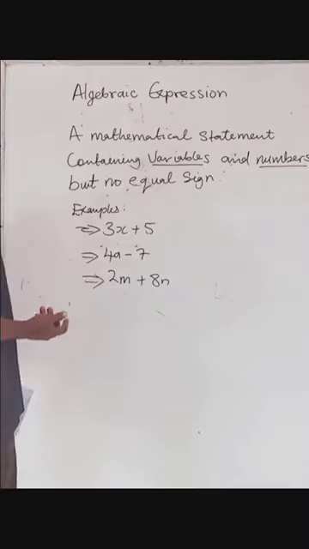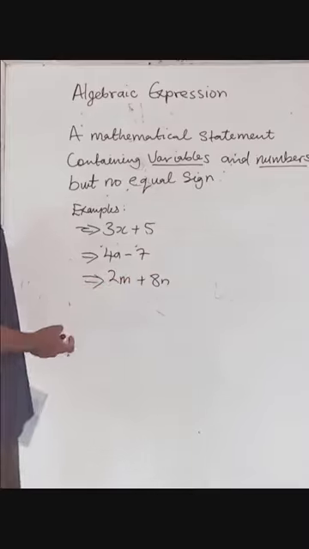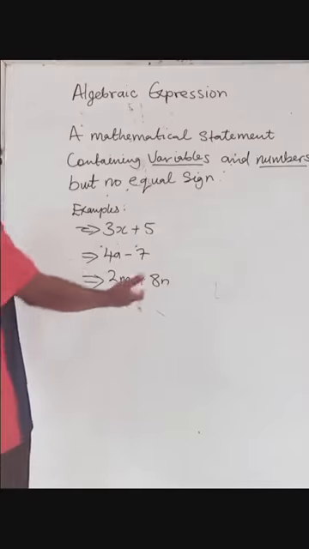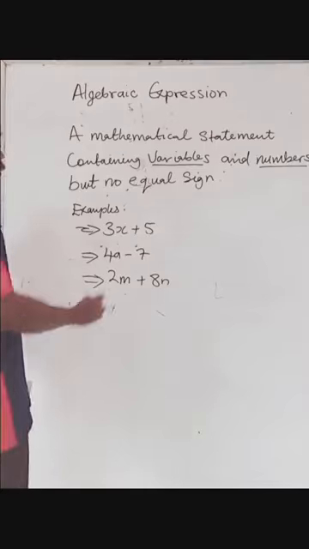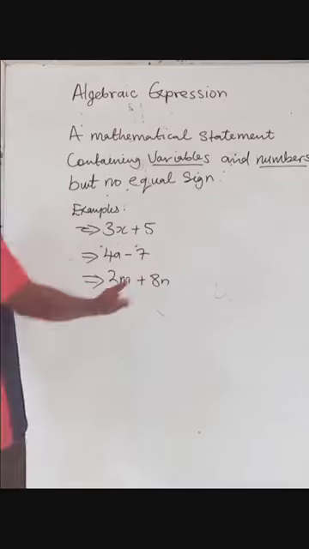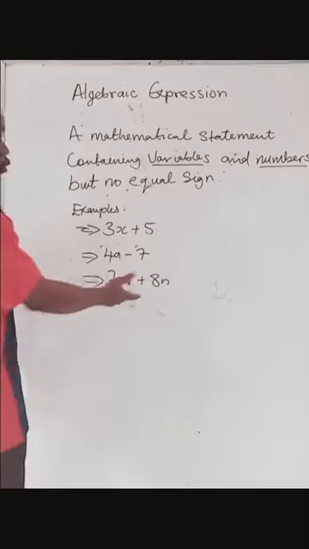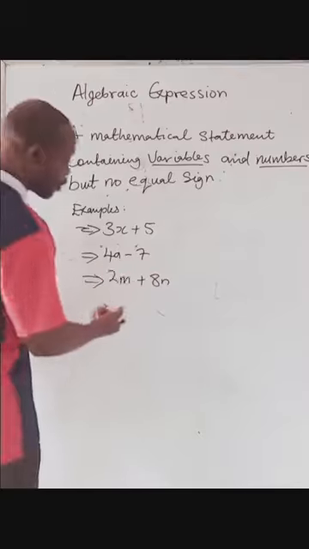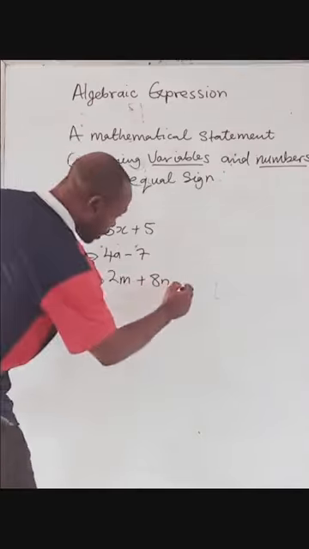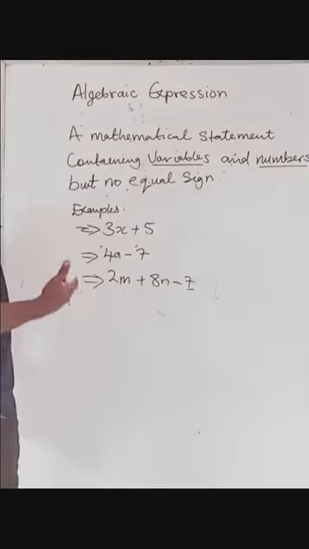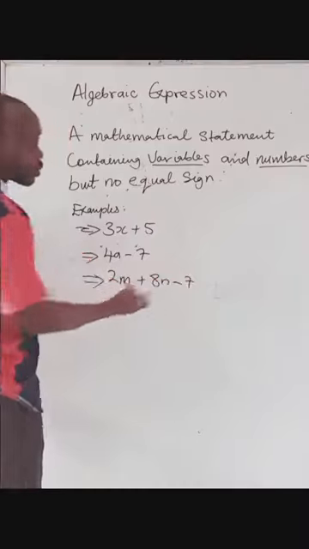In the third example, 2m plus 8n is an algebraic expression as well, because it is a mathematical statement containing variables and numbers. So 2 is a coefficient, m is a variable, 8 is a coefficient, and n is a variable. In this algebraic expression, there is no constant, because there is no number that stands alone. Now let's add a constant. Let's say minus 7. Because minus 7 stands alone, it is not multiplying any letter, it is referred to as a constant.